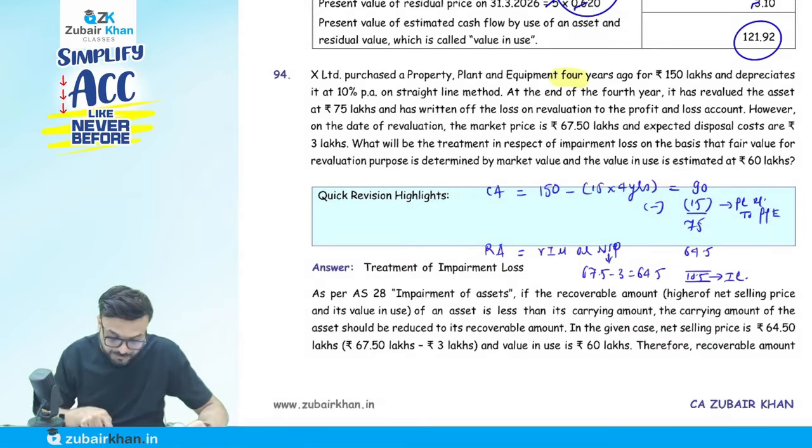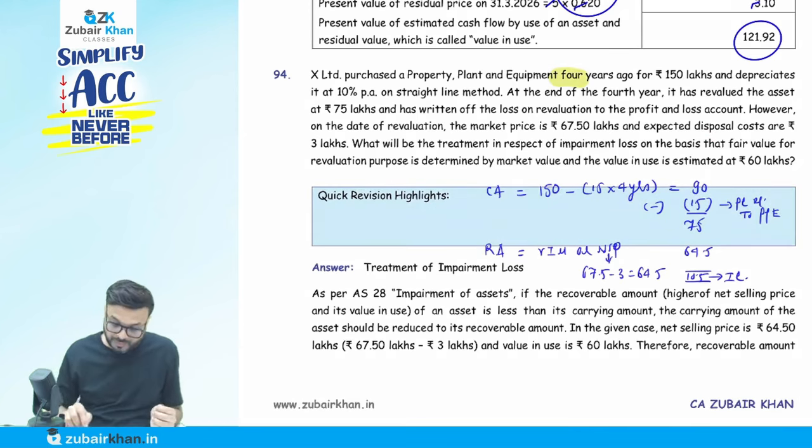Then they say, however, on the date of revaluation, the market price is 67.5 lakh and the expected disposal cost is 3 lakh. What do they ask, value in use or the net selling price? The net selling price is 67.5 minus the cost of disposal 3, so it is coming 64.5. So if I say here, what is the recoverable amount?